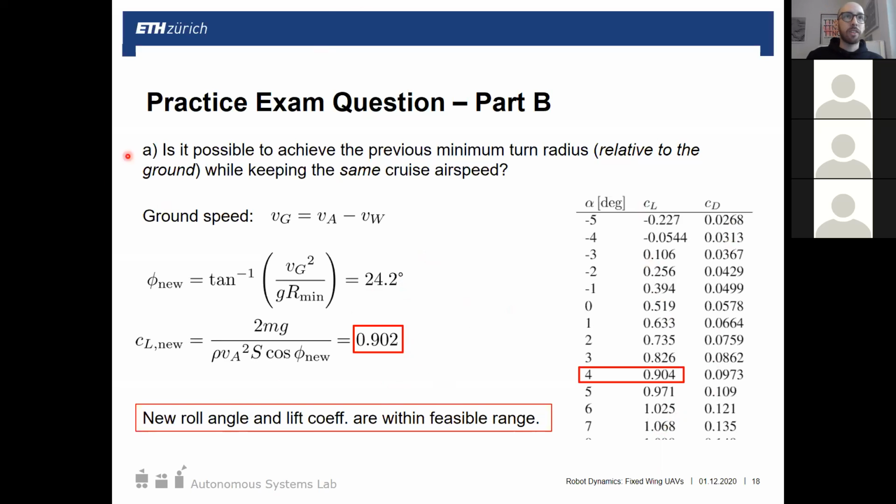On the exam questions, I try to be as precise as possible about what I'm asking for. Something like, is it possible to achieve a minimum turn radius while keeping the same cruise airspeed? If you answer yes or no with no work shown, the point is not to guess 50-50. The point is to show the work and know the process. If you don't show the process here with the equations, you won't get the points.